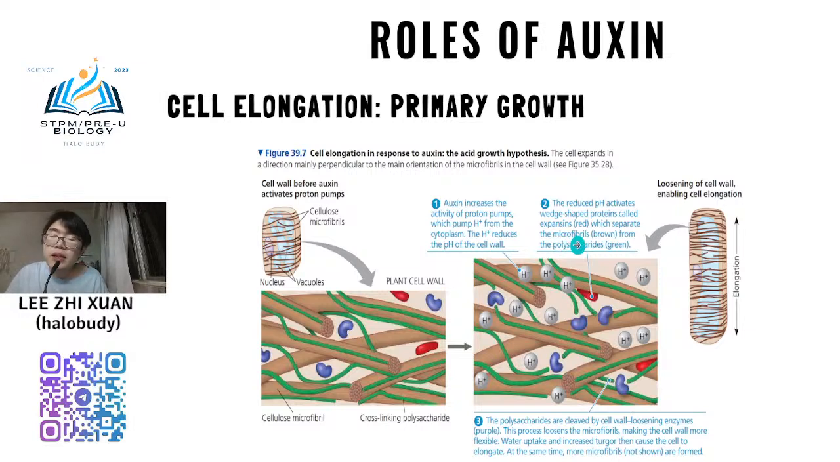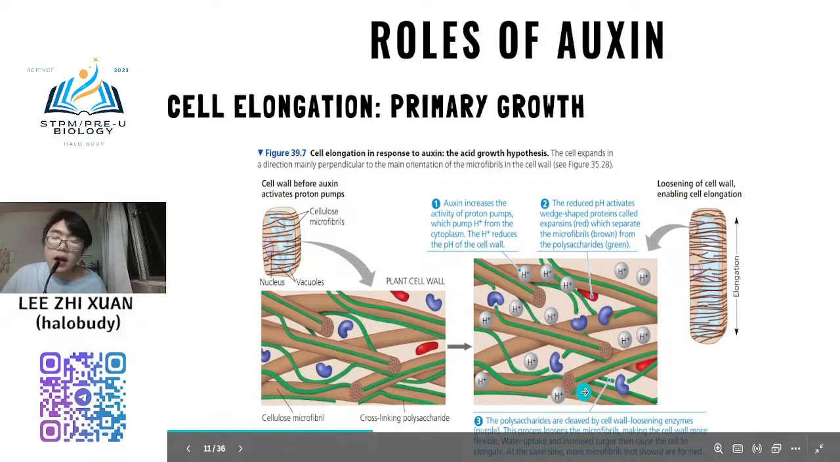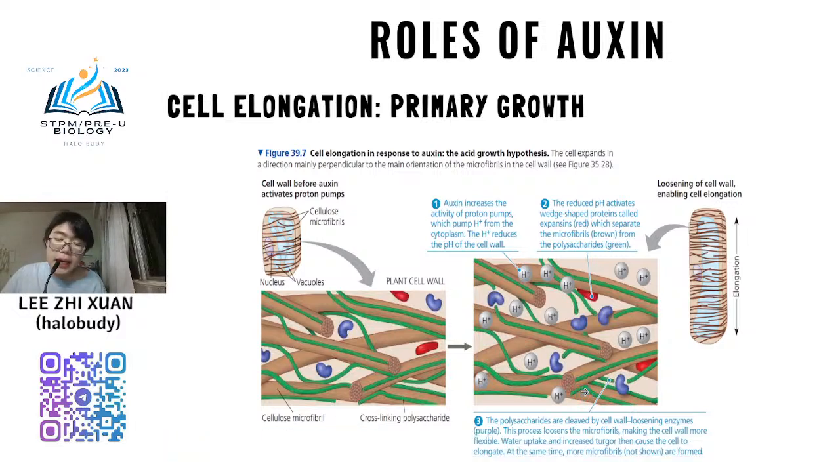So normally they are the microfiber which will give the shape and protect the plant cell wall. So normally microfiber will be separated from the cellulose molecule. And then this polysaccharide, since the microfiber is already released, microfiber and the polysaccharide are separated, meaning that the loosening of the cell wall is occurring now. So the polysaccharide will be degraded by using the enzyme. So this process loosens the microfiber, making the cell wall more flexible.